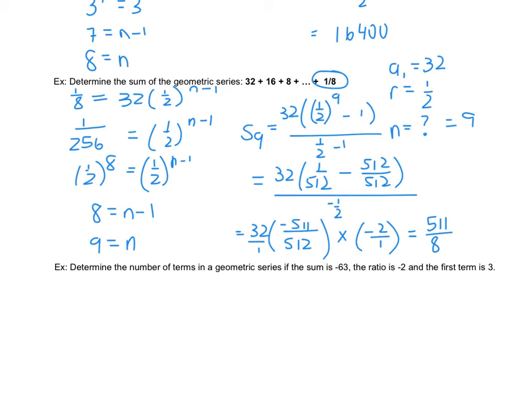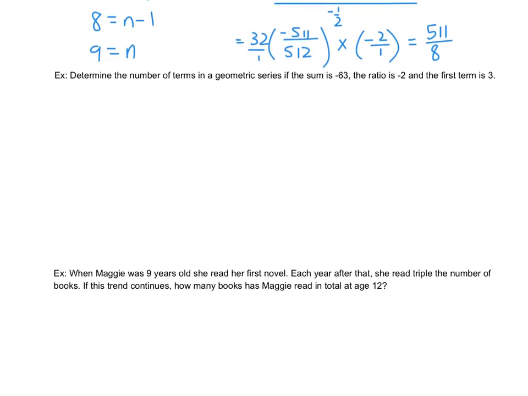So when you have a ratio that's a fraction, or you have terms in there that are fractions, it could get a little more complicated with the simplifying, but exact same formula. All right, determine the number of terms in a geometric series if the sum is negative 63, the ratio is negative 2, and the first term is 3.